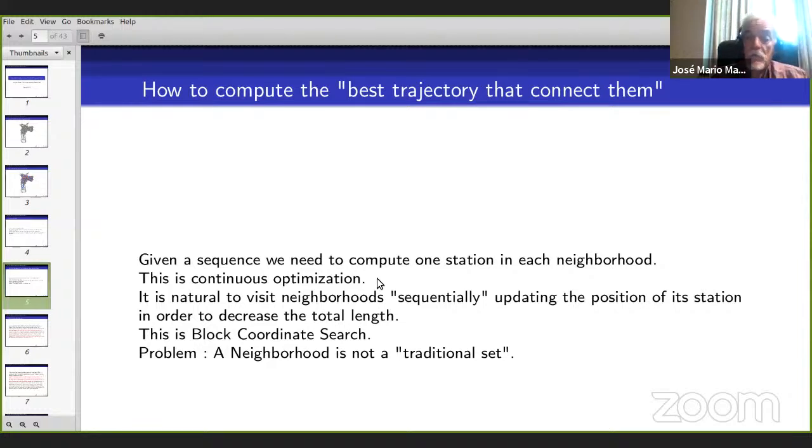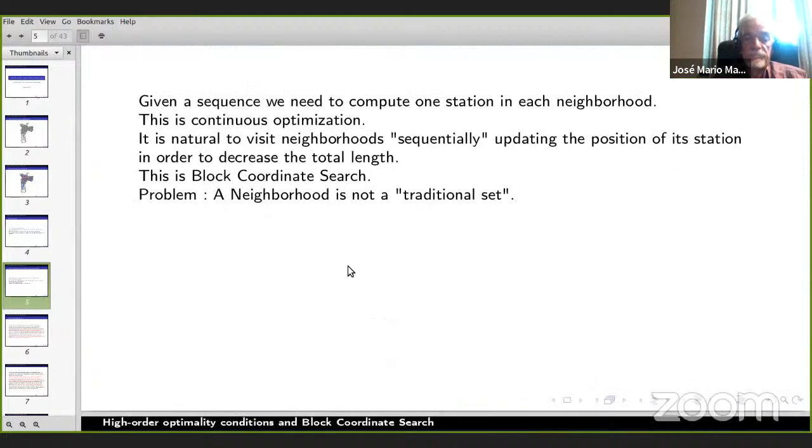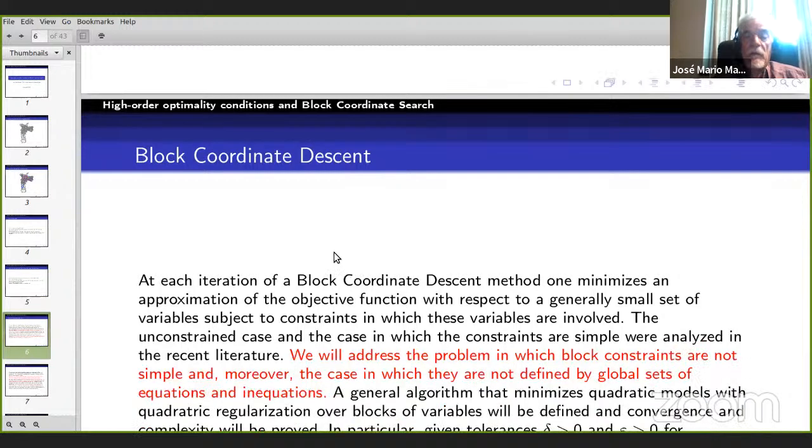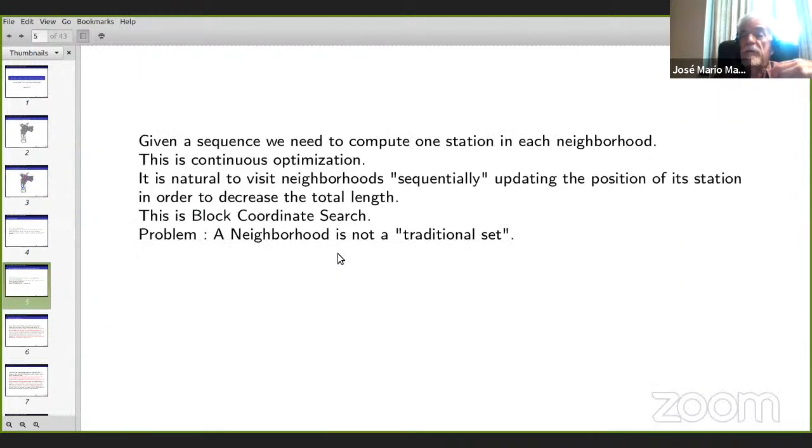Now, a neighborhood is not a traditional set. I mean, it is not a traditional set in the way we talk in general about sets in constraint optimization. Why? Because it is not naturally described by a set of equalities and inequalities. So as you are going to see, we need to decide on another way to describe these sets, that are the constraint sets for our problem.